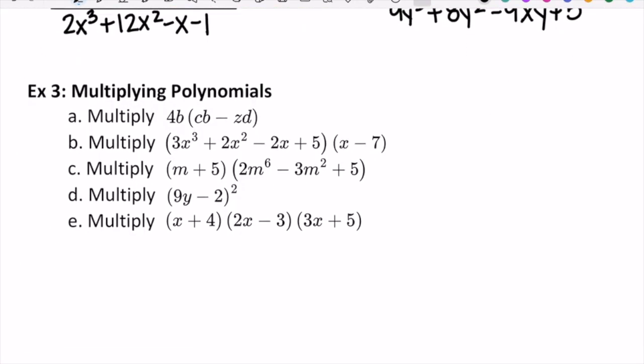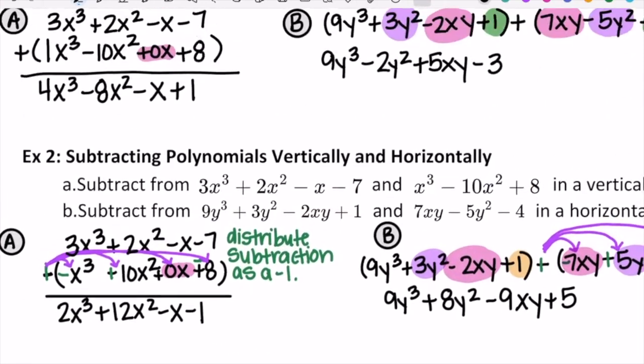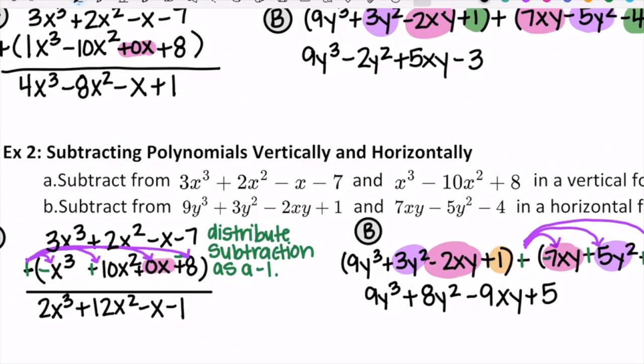All right, so multiplying is a little bit different. When we did adding and subtracting, we combined like terms, we identified which ones had the same variables and exponents, and we just added the coefficient.